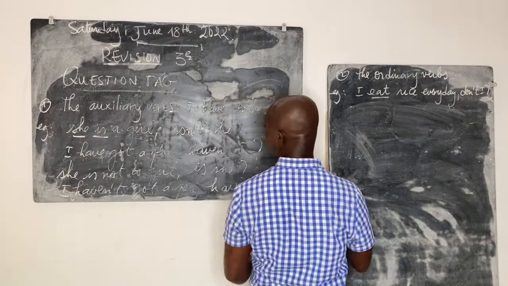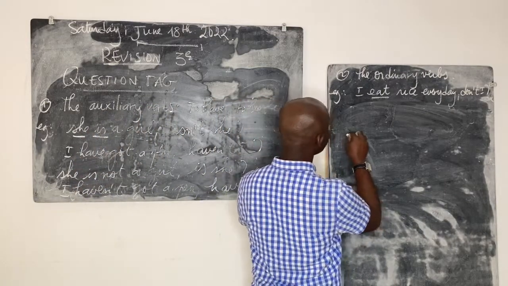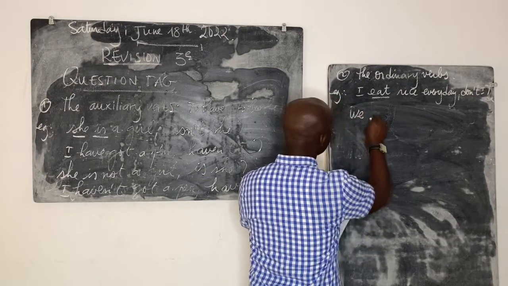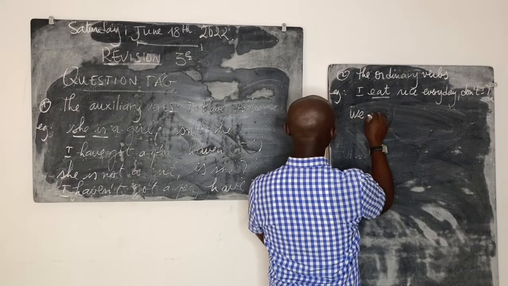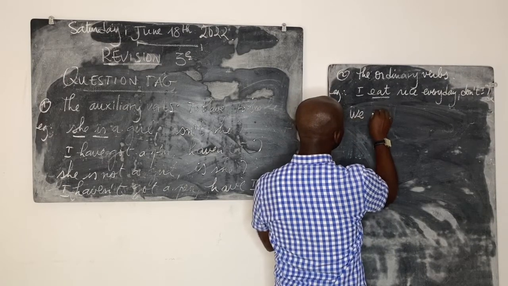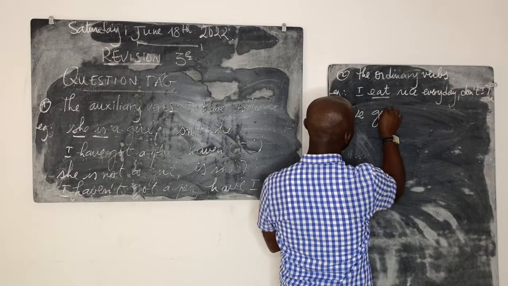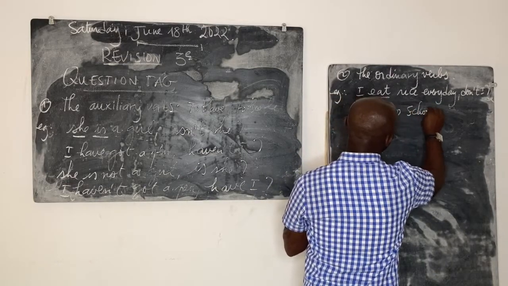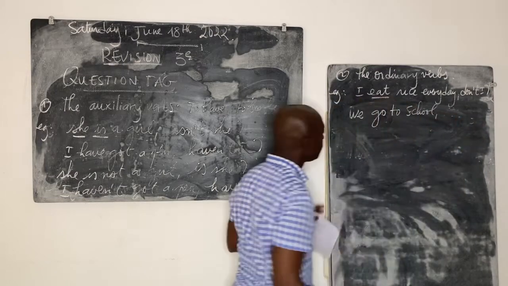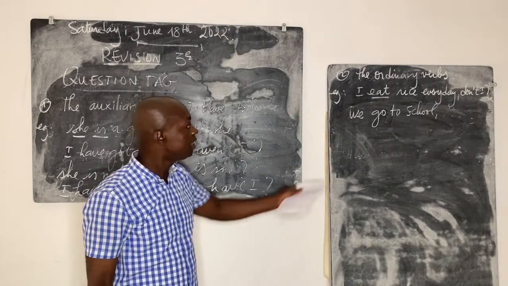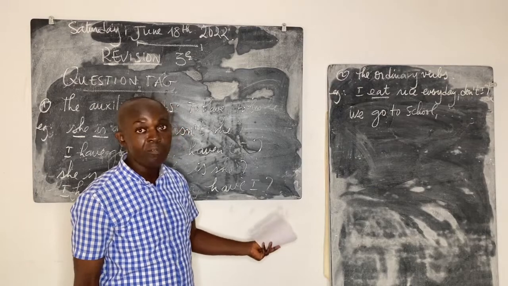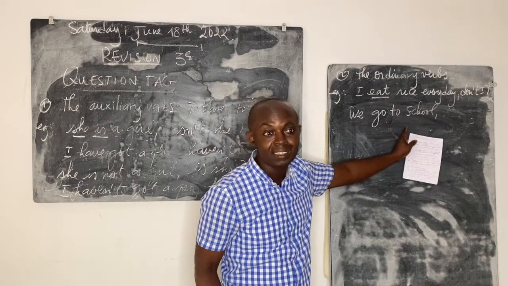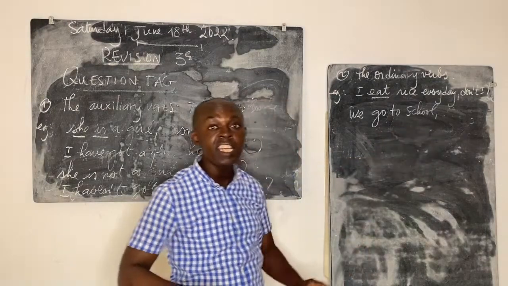Second sentence. When I say that we go to school. We go to school. What is the technique? It's the same thing. So what are we going to do? We are going to put this sentence, which is in affirmative form, in negative form.